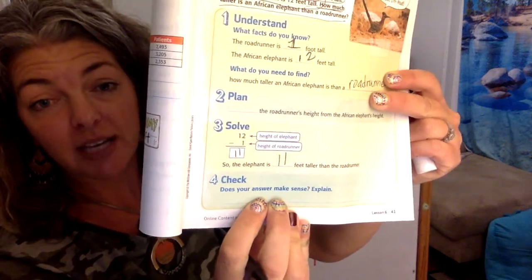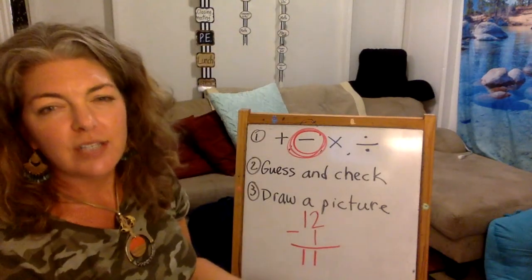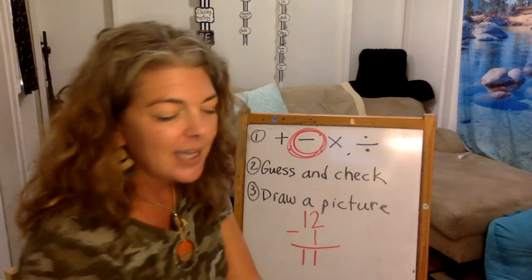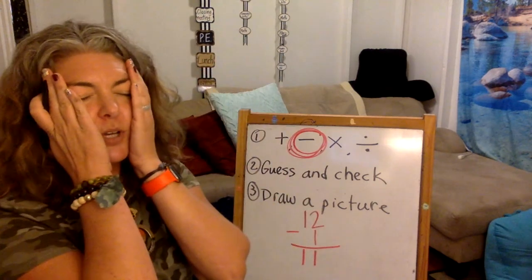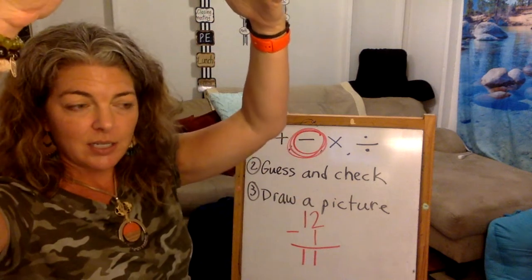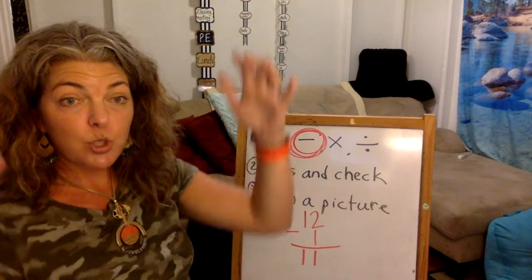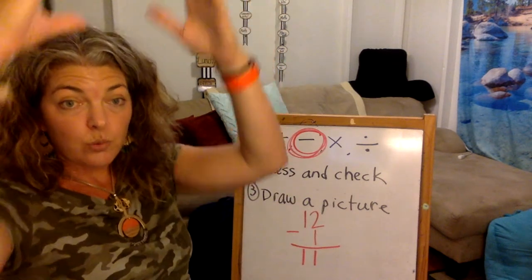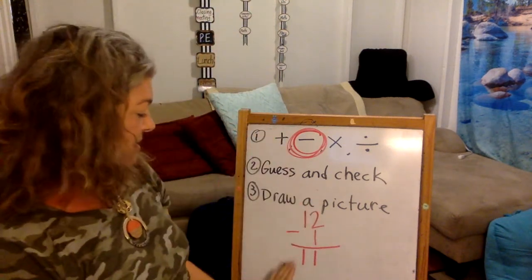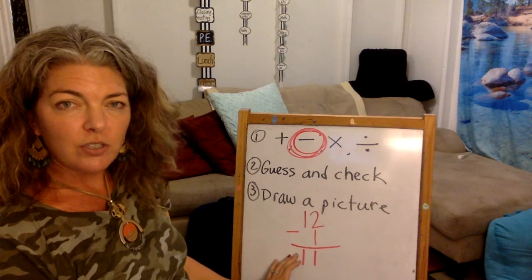I'm going to check my answer just to make sure. Does that make sense? When we check our answers, that's the question that we're asking. Does that make sense? And in this case, I'm going to have you think about an elephant. Think about that big giant elephant and think about a little road runner. The elephant was 12 feet tall. The road runner's 1 foot tall. Does that make sense that the elephant is about 11 feet taller?